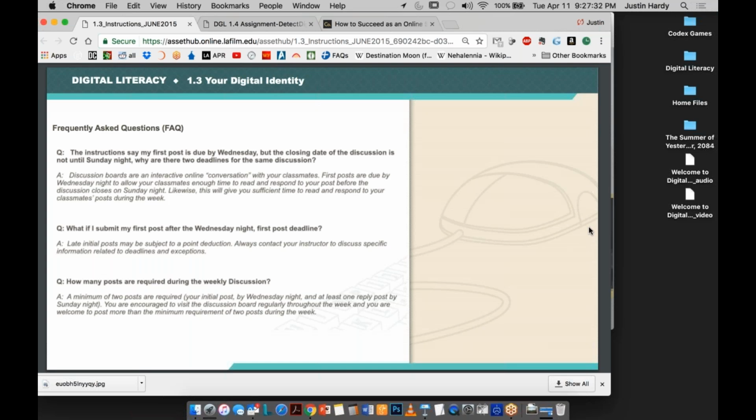So Clint is asking, when we leave a reply post, is it in response to our classmates' post or our initial post? It's going to be in response to your classmates' post, and then your initial post is going to have responses from other people underneath it. So you're always going to respond to another person. You're not going to reply to yourself as a response. That's a really good question, Clint.